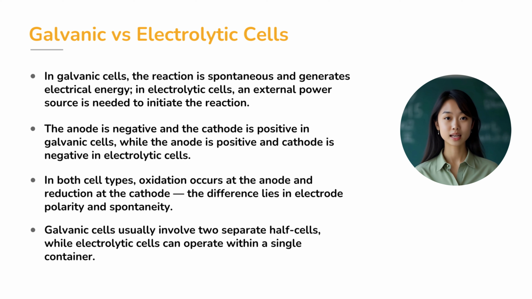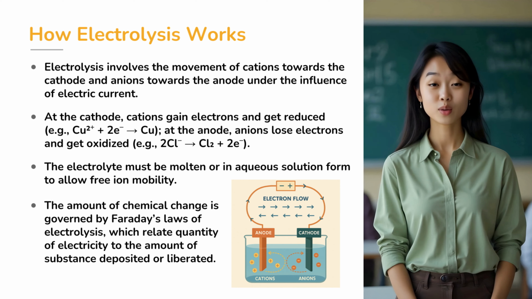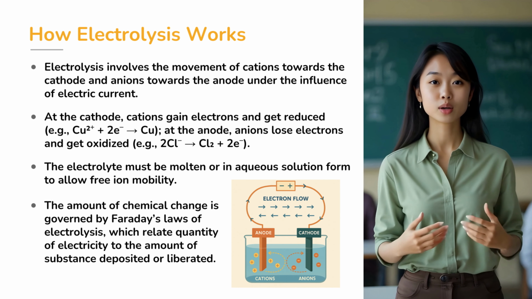Another distinction is their structure. Galvanic cells use separate half cells connected by a salt bridge. Electrolytic cells can operate in a single container with electrodes immersed in a molten or aqueous electrolyte. The flow of electrons is also externally driven in electrolytic cells. And as we'll soon see, this forced flow gives us the power to purify metals, electroplate surfaces, and even generate clean fuels like hydrogen. So how does electrolysis actually work?